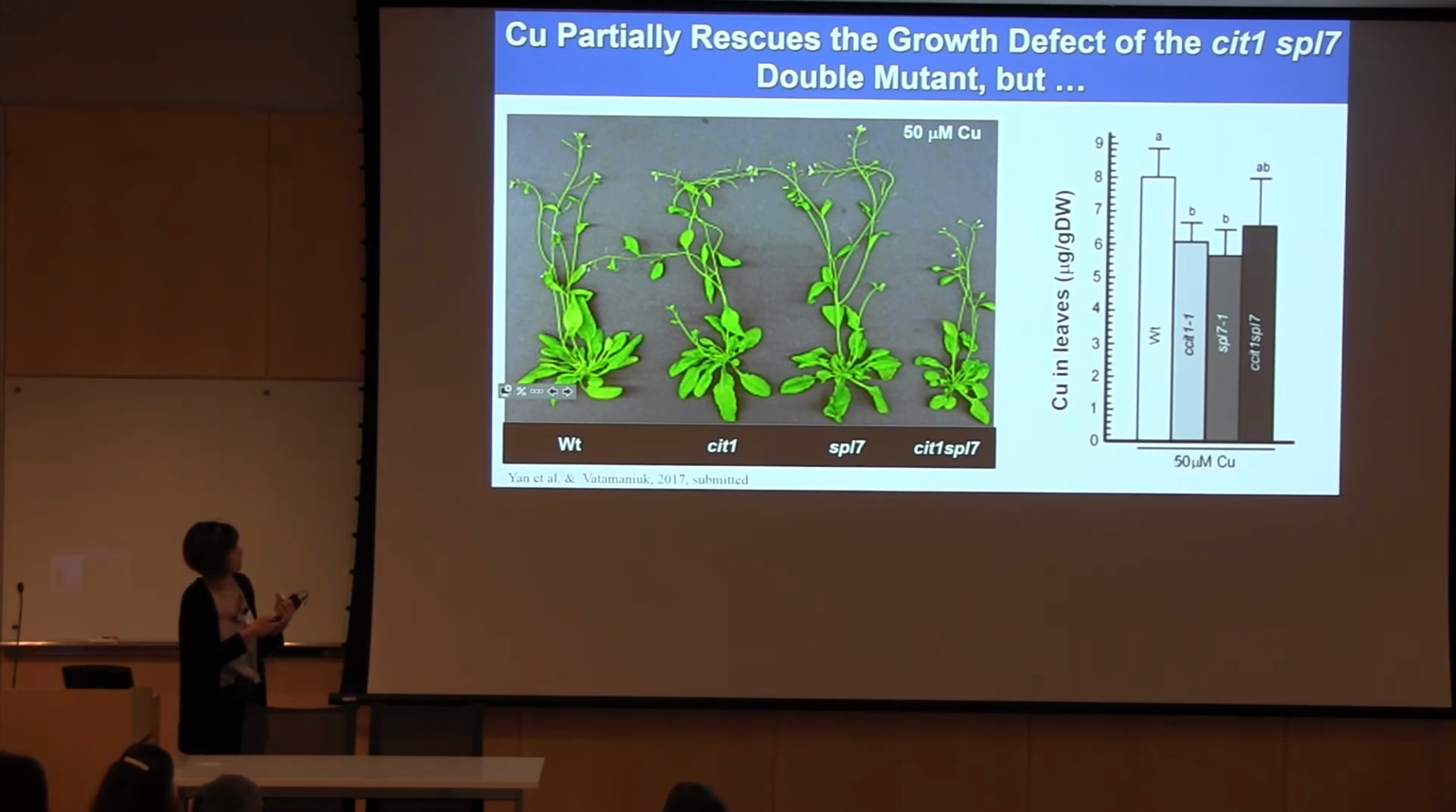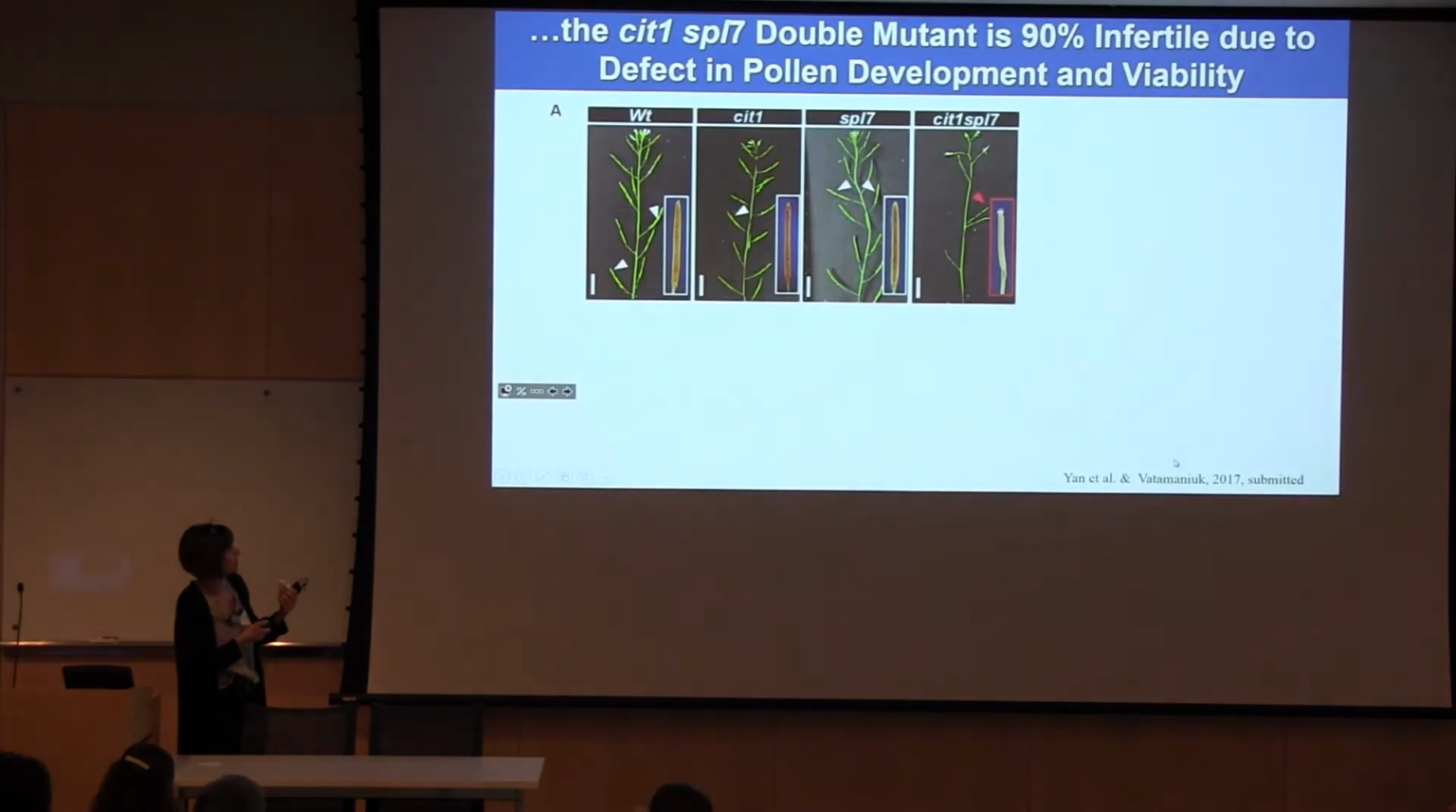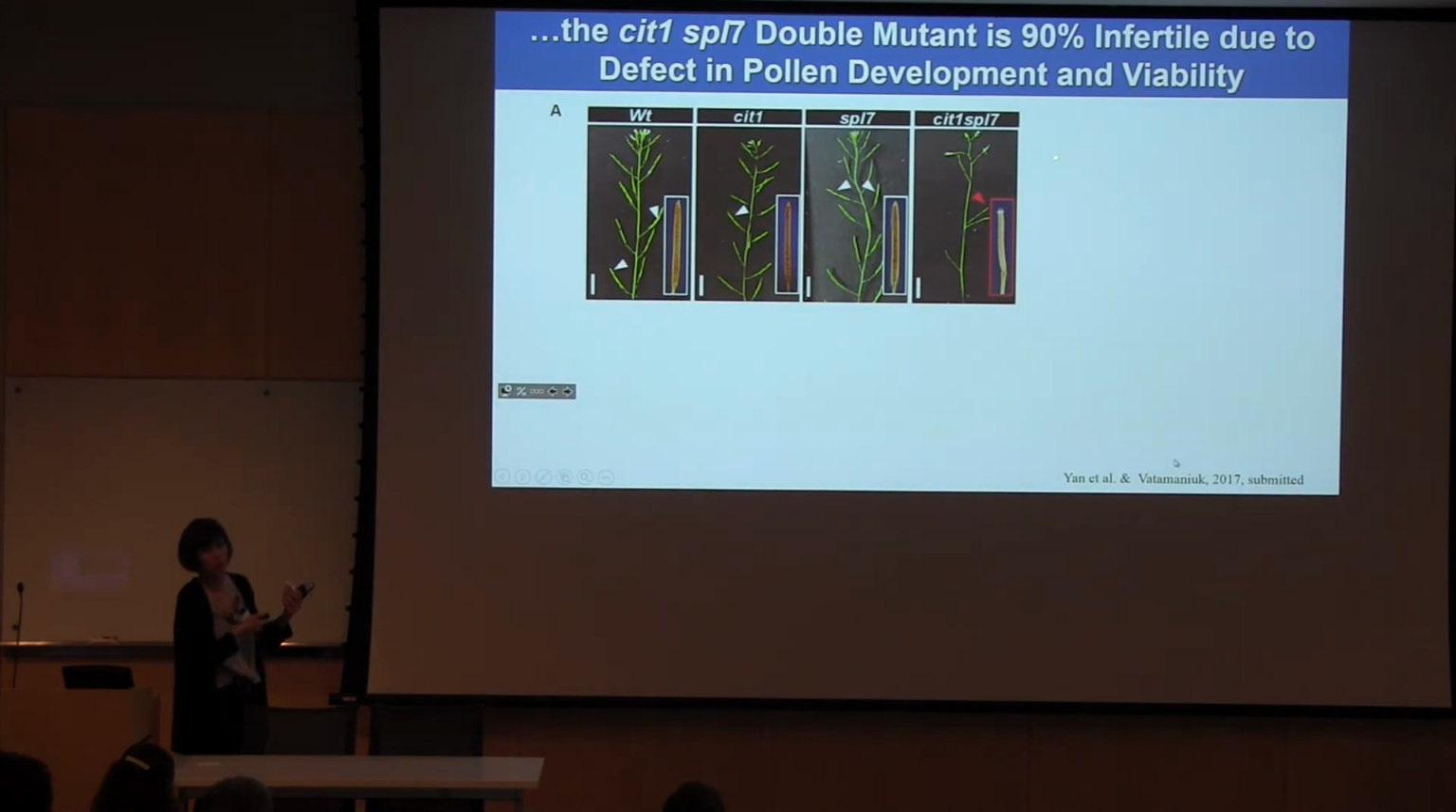But then we noticed that although the seedling lethality is rescued and the double mutant grows to the reproductive stage, the double mutant is infertile. Well, it's 90% infertile. What you see here is at 50 micromolar copper, which is really high. We call it high non-toxic. You can see other genotypes are doing quite well, but the double mutant is infertile. These are just elongated carpels.